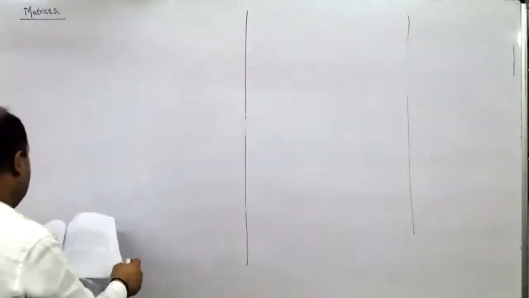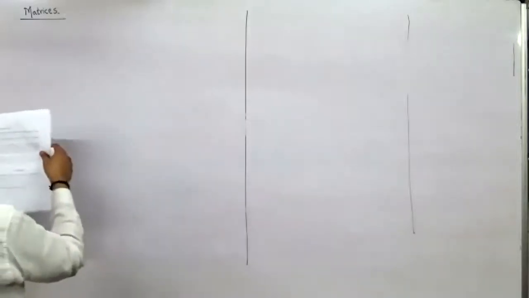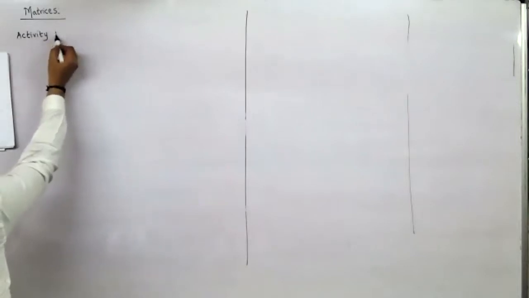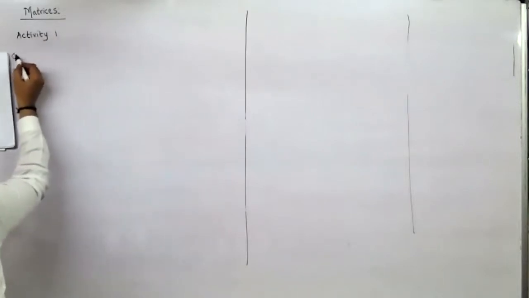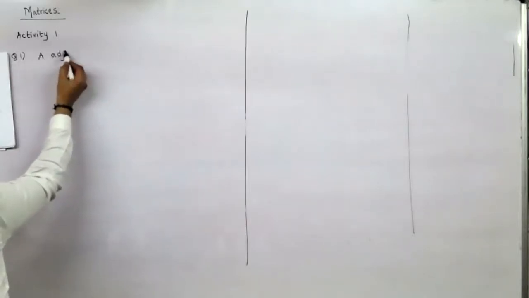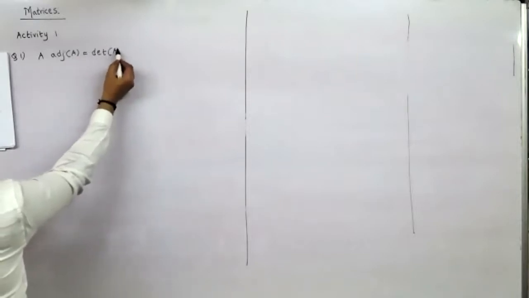Let me take that example to clear his doubt. I'll take up activity question number 1: complete to verify A into adjoint of A is equal to determinant of A into I.